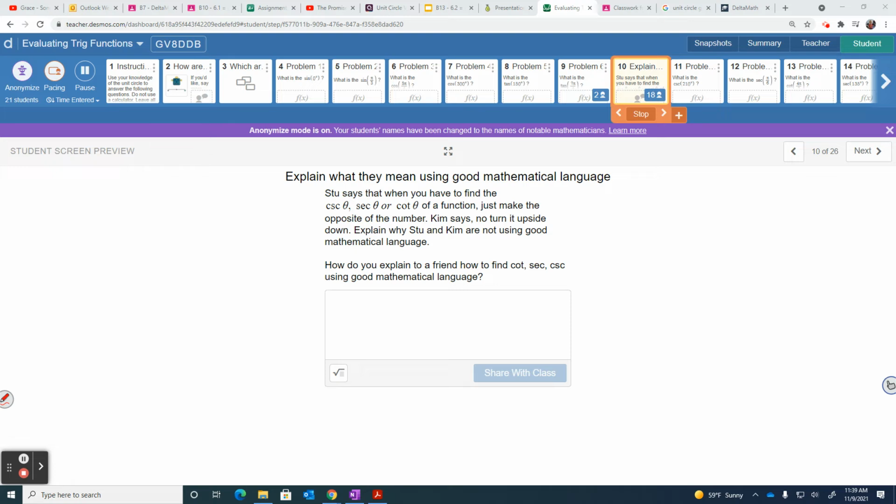So what's wrong about what they said? Stu says just make it the opposite. Kim says turn it upside down. Why is it not good? Or is it good?